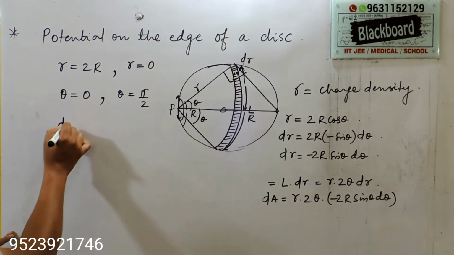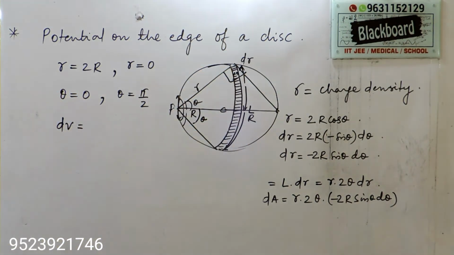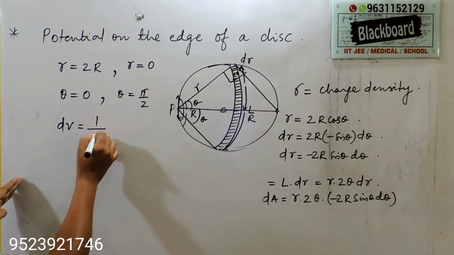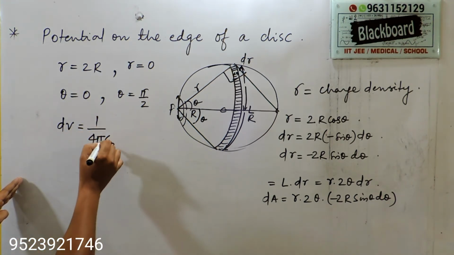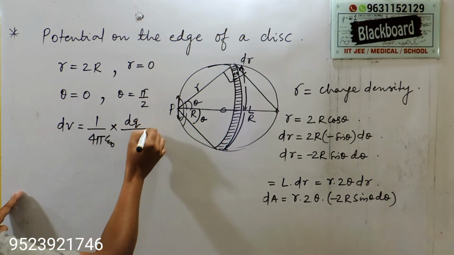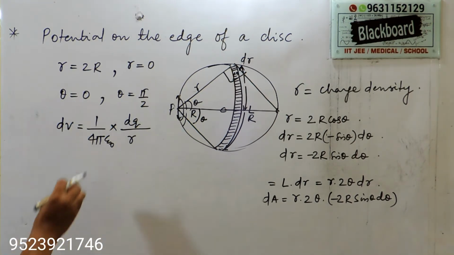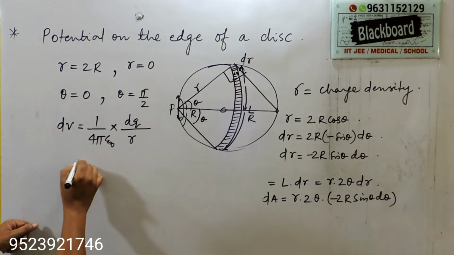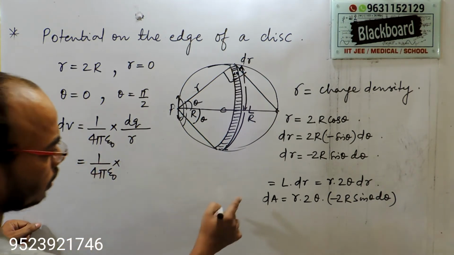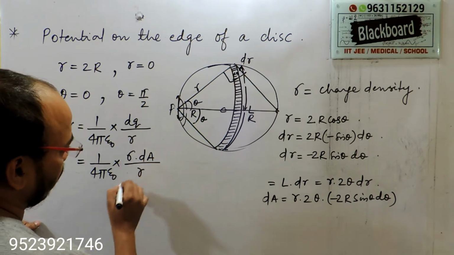नाउ dV जो हो गया, स्मॉल जो रिंग है उस पे जो चार्ज है दैट चार्ज इज dq. उसके कारण जो पोटेंशियल है दैट पोटेंशियल dV इज इक्वल्स टू, यू कैन राइट 1 by 4 pi epsilon naught into, and this is your dq divided by your r. This is the value. Now put dA here. That means you can write 1 by 4 pi epsilon naught into dq. dq क्या हो गया, sigma into dA by r.